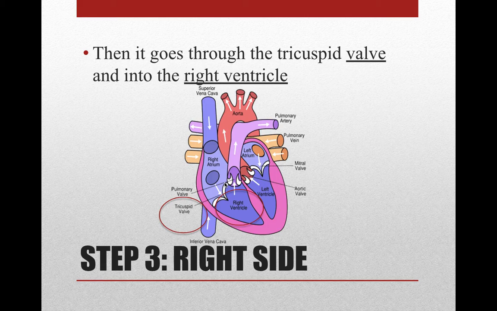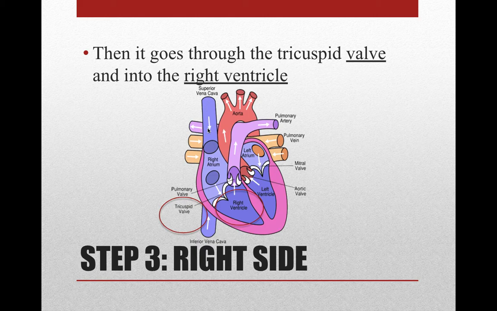The next thing it does is it goes through the tricuspid valve. So these white V-shaped things are the valves. And remember, valves keep the blood moving in the correct direction. So it allows blood to go from the right atrium to the right ventricle, and it prevents blood from going from the right ventricle to the right atrium. Okay, so it goes from the right atrium to the right ventricle through the tricuspid valve, and this right ventricle is the second chamber of the heart.